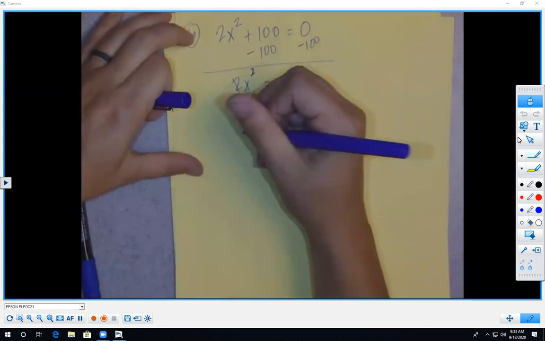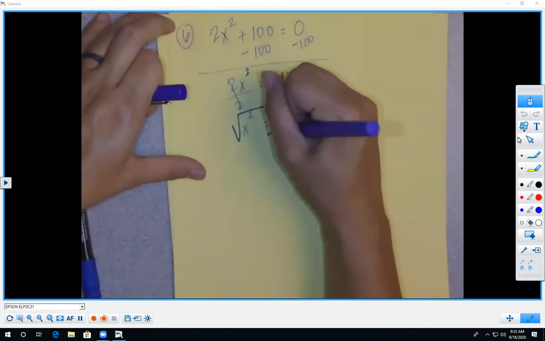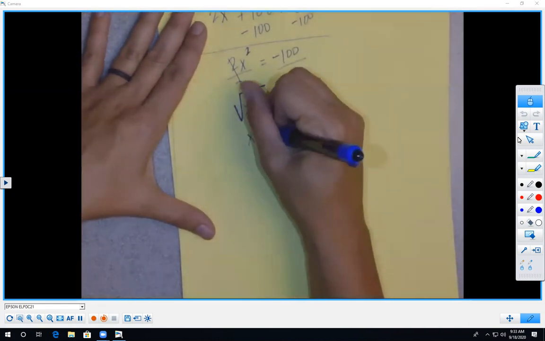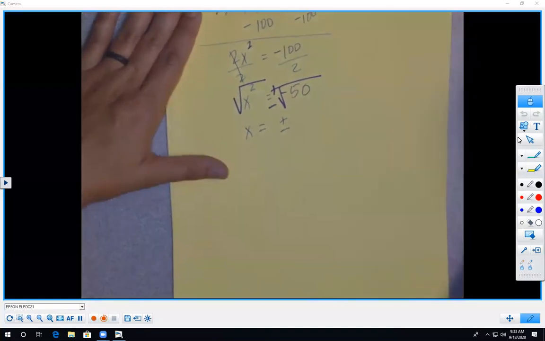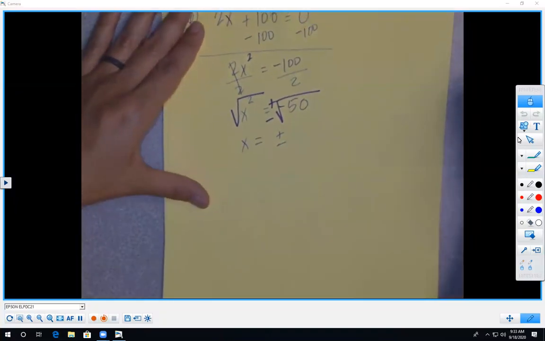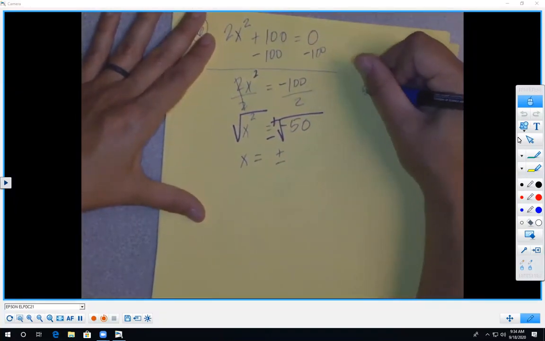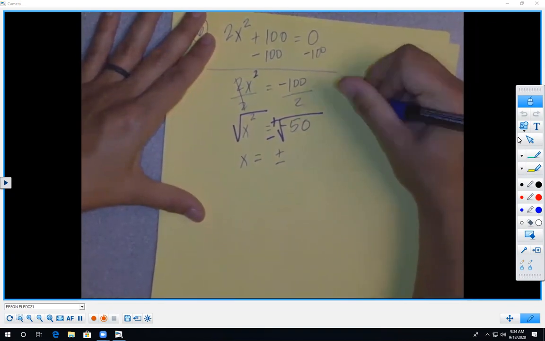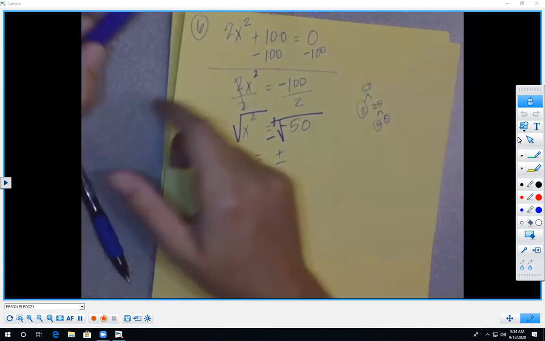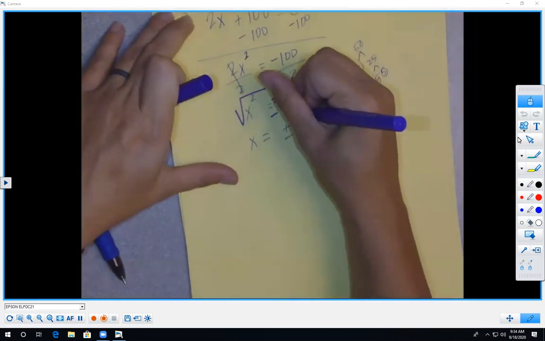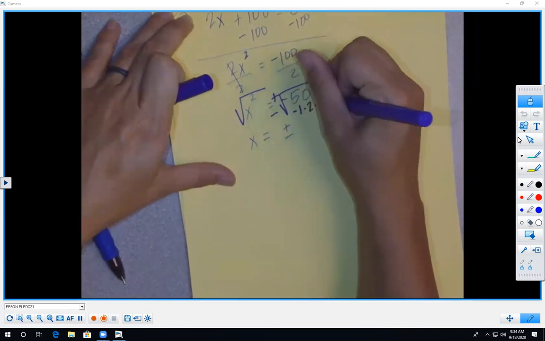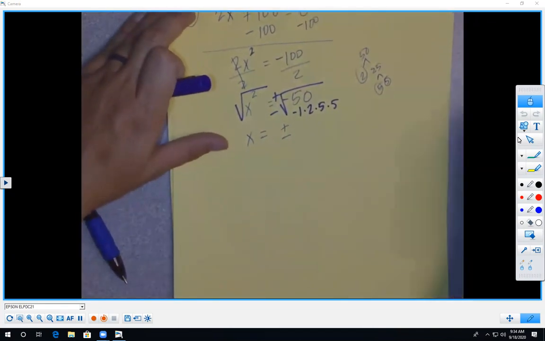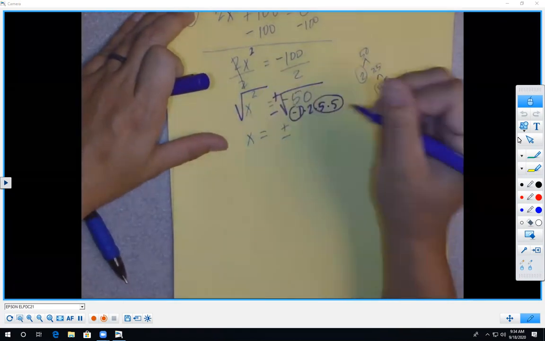And then to solve for x, take the square root of both sides. Don't forget your plus or minus. So I get x equals plus or minus. So 50 breaks down into 2 times 5 times 5. Right? So this is like under the square root, it's like negative 1 times 2 times 5 times 5. What's going to come out? The 5 and the negative 1.